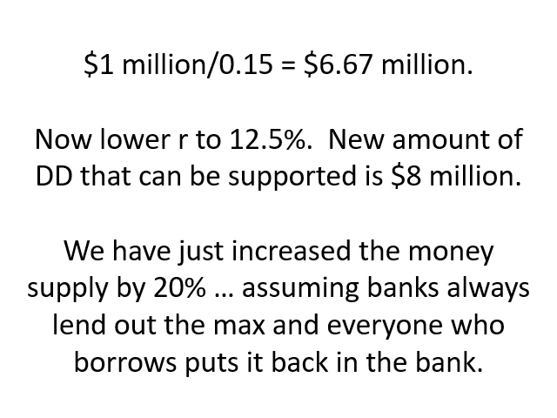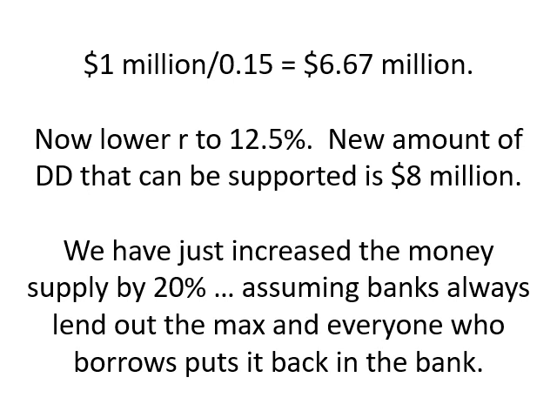Now when you do the 1 over R formula, you always use the decimal, not the percent. So you wouldn't say 1 over 12.5, you'd say 1 over 0.125. So now we're going to have $1 million times 1 over 0.125, or 1 million divided by 0.125. And what do you get? 8 million. So we've just increased the money supply by 20%, assuming that the banks are loaning out to the max and everyone who borrows puts it all back in the bank.